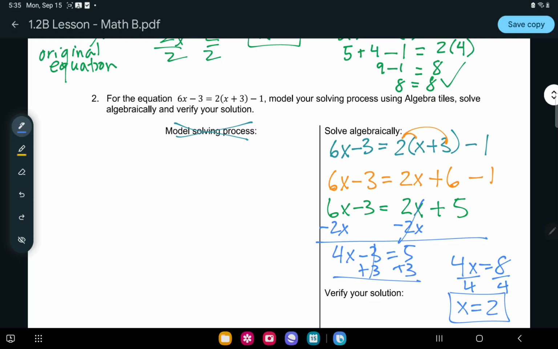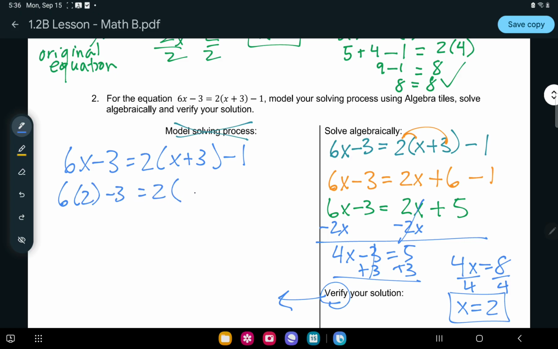So now it's asking us to verify our solution. I'm just going to do the verification here. When I verify, I go back to the original equation. So I'm just going to rewrite it again. 6x minus 3 equals 2 times x plus 3 minus 1. And when I plug this in, 6 times 2 minus 3 equals 2 times, again, x is 2. Now I'm going to simplify the left side and the right side separately to make sure that they equal each other. So I kind of like to even make sure that I'm not trying to move anything around.